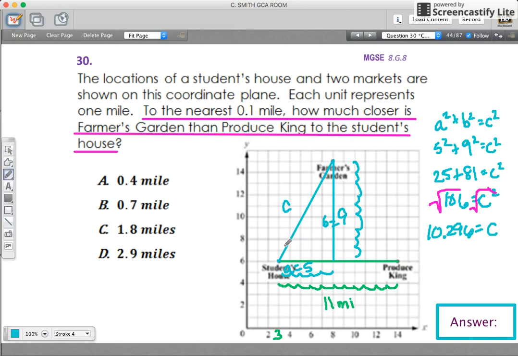So if we know that the distance from the student's house to Produce King is 11 miles, and the distance from the student's house to Farmer's Garden is 10.296 miles, we can round that to about 10.3. Let's write that here. I'm going to round a little bit to make this a little simpler. All right, we're going to say 11 miles minus 10.3 miles, and we're going to find the difference, and we're going to see that it's 0.7, or 7/10 of a mile. So our answer would be B.